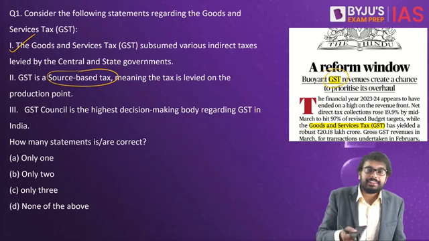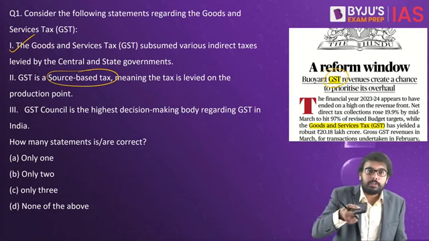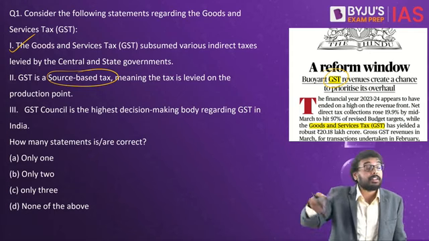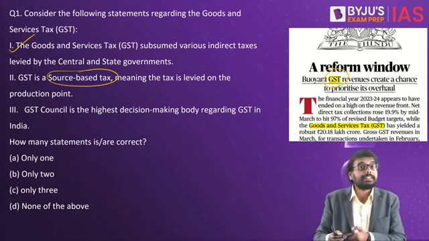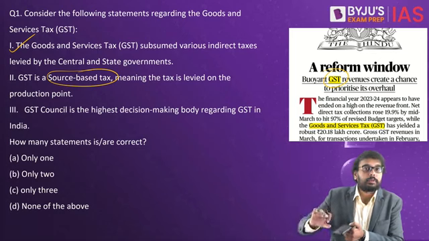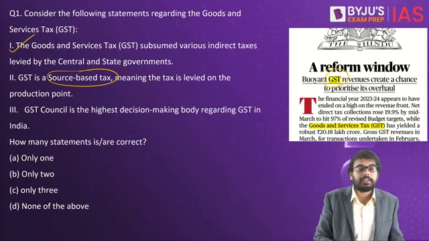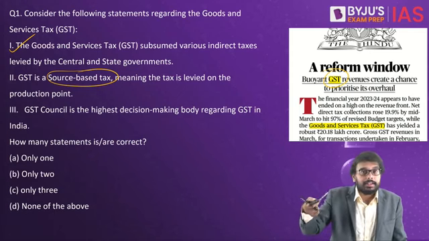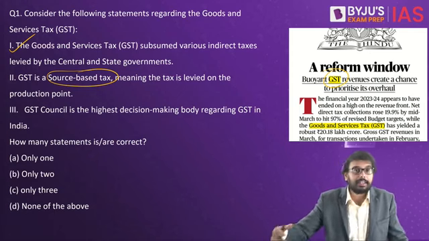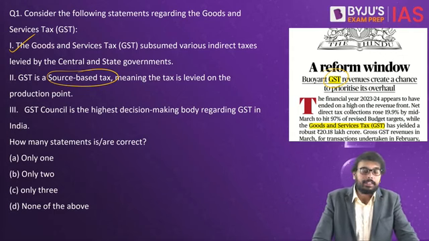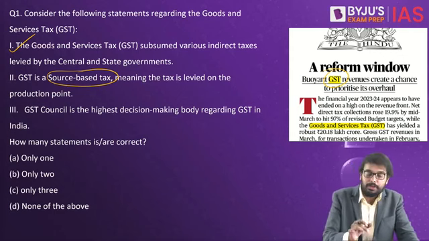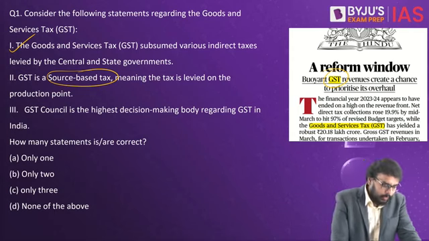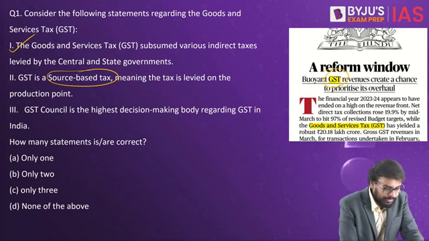GST is a destination based tax. Assuming this phone is manufactured in Karnataka and it is sold in Tamil Nadu, GST would be levied in Tamil Nadu. That is, it is a destination based tax. Wherever the product is sold, in that destination the tax will be levied, not at the source point. So GST is not a source based tax. So again here statement 2 is wrong.